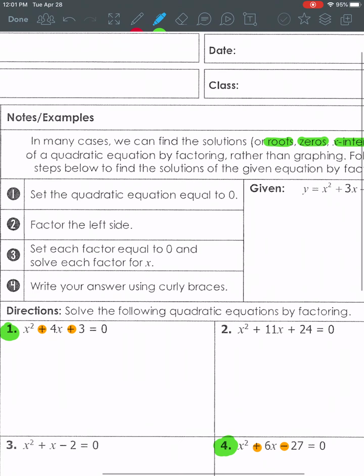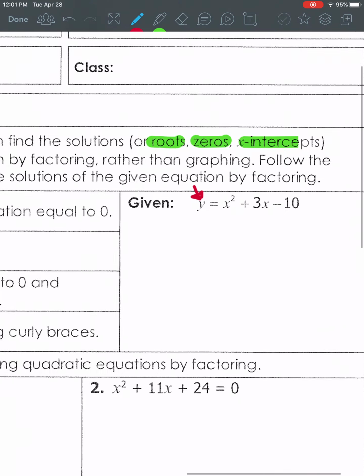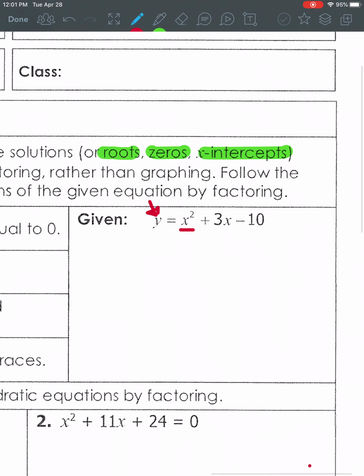So here are the 4 steps. First one, set the quadratic equation equal to 0. Okay, so we want to replace this variable y with 0, okay? Now, second step, it does say factor the left side, so I'm going to keep all of this stuff on the left side. So I'm going to rewrite this as x squared plus 3x minus 10 equals 0, okay? So that's the first step. Second step, factor this left side.